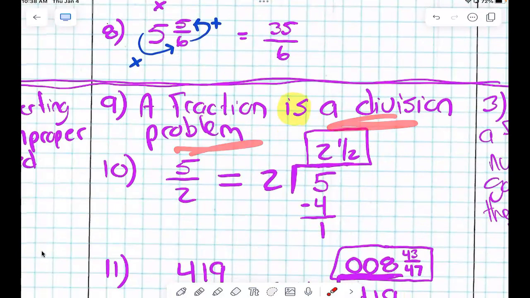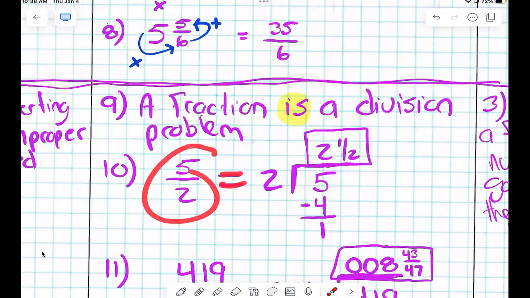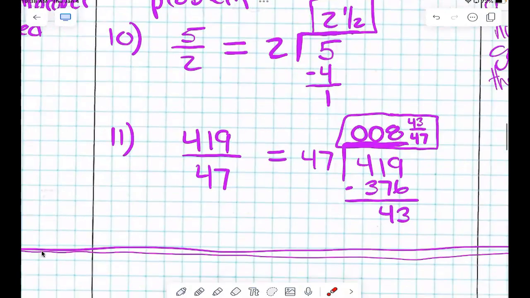Cool. What's a fraction? A division problem. What does is mean? Equal. So it's literally an equal sign there? Yes. So is 5 halves equal to this division problem? Yes. Is it also equal to this mixed number answer? Yes. What happens if you have an improper fraction with a gigantic divisor?